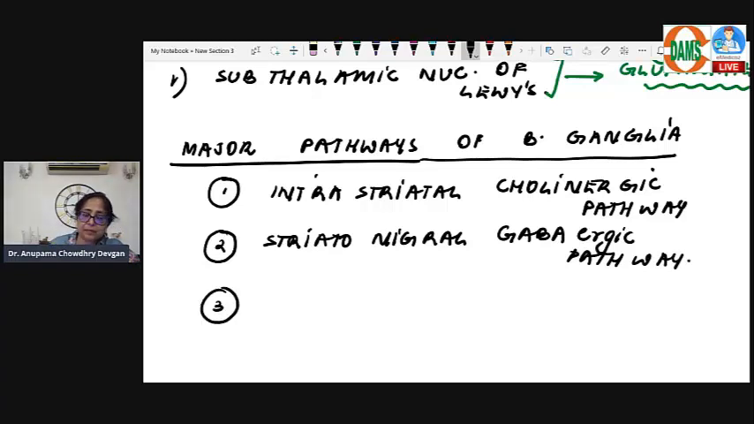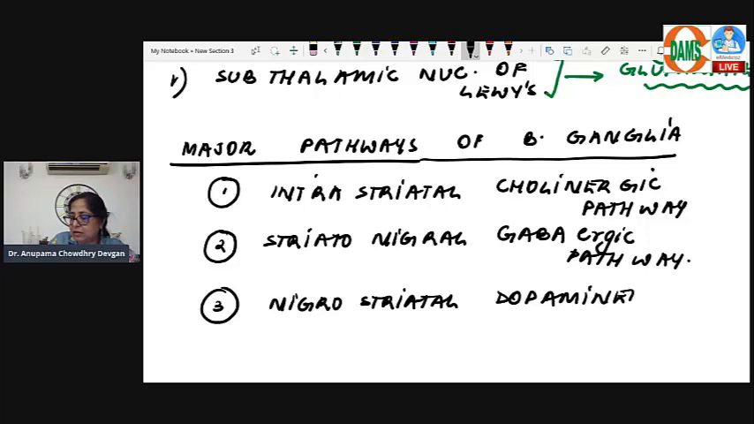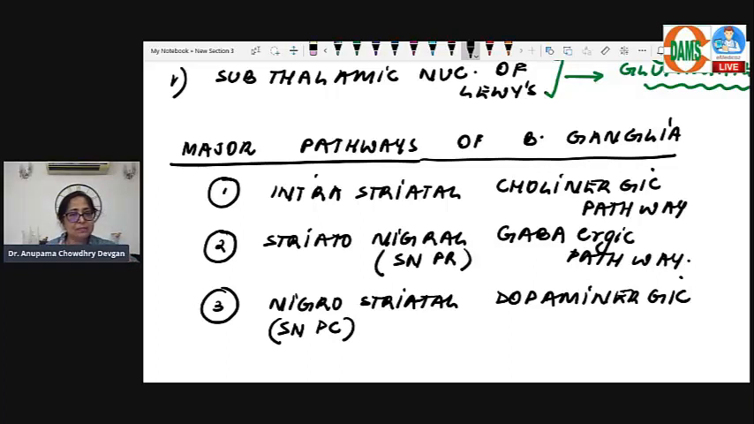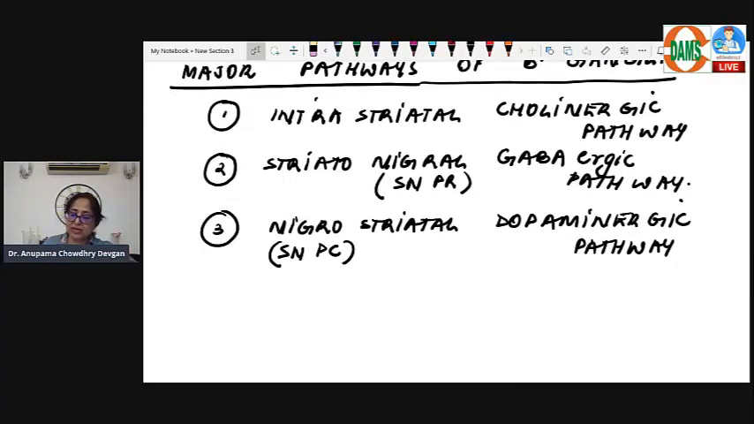Number 3. From substantia nigra, the third pathway is the nigrostriatal dopaminergic pathway. From substantia nigra pars compacta to striatum. Striatonigral from striatum to substantia nigra pars reticularis, that is a GABAergic pathway. Nigrostriatal dopaminergic pathway. Dopaminergic pathway. That means, a very important question.